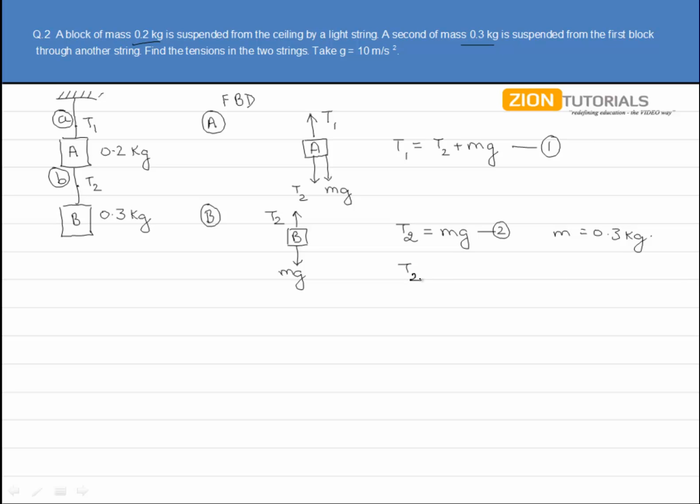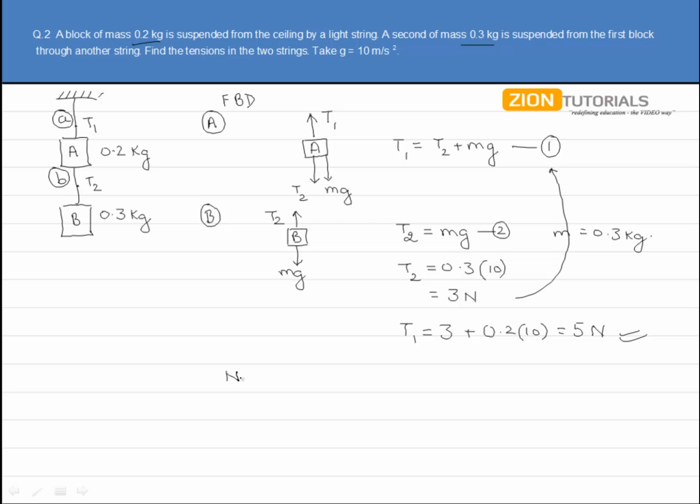So we get T2 equals 0.3 into 10, because it has been given that g is equal to 10 meter per second square. So T2 is equal to 3 newtons. Putting back T2 into equation 1, we get T1 equals 3 plus 0.2 into 10, equals 5 newtons.